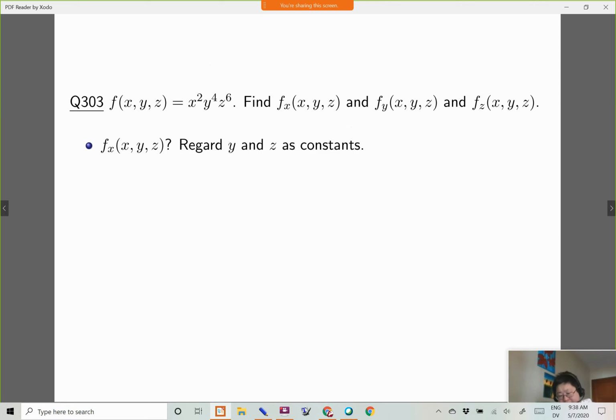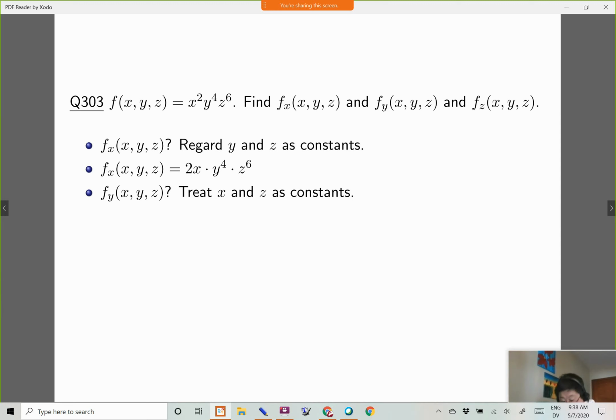So to find f sub x, x will be the variable. Treat y and z like they're both constants. So y and z are both constants now. So if y and z are both constants, then this entire underlined part, y to the 4th, z to the 6th, that's all constant. So we get to copy those, and I just put in some multiplication symbols for visual. But the only part that's differentiated is x squared, and you get 2x here.